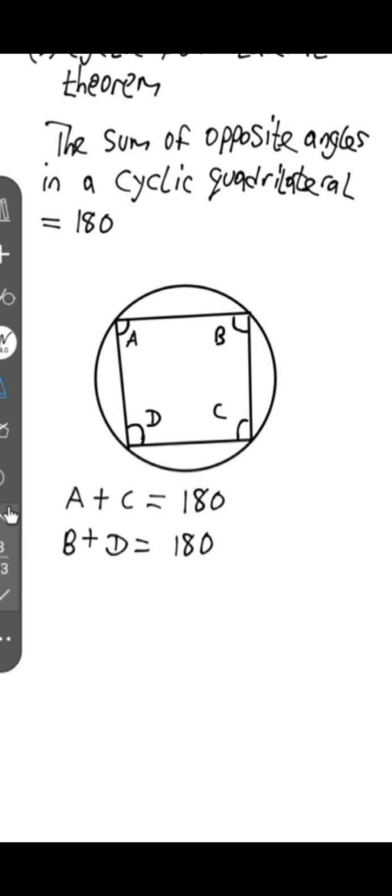Cyclic quadrilateral theorem. This is a simple law. A cyclic quadrilateral is a quadrilateral that is circumscribed by a circle. The cyclic quadrilateral theorem says the sum of opposite angles is equal to 180. A plus C equals 180. B plus D is equal to 180 also. Let's look at the next law.